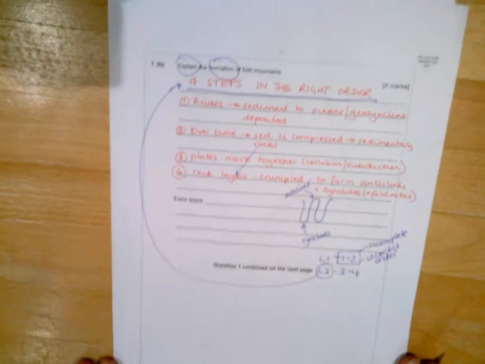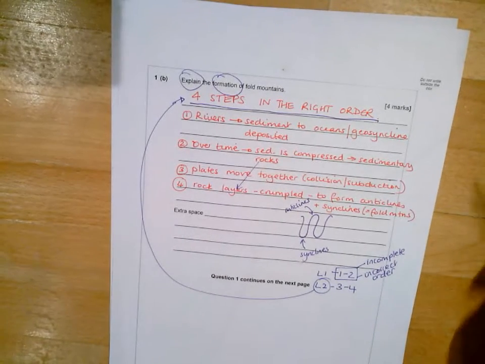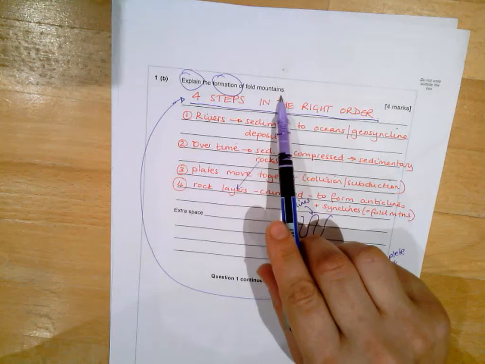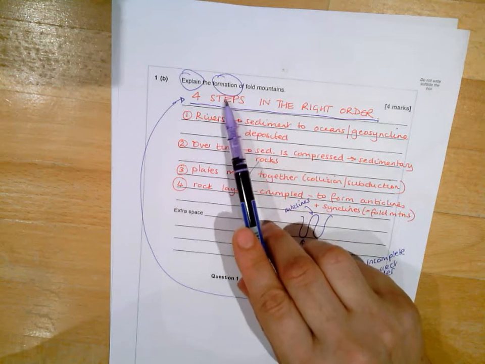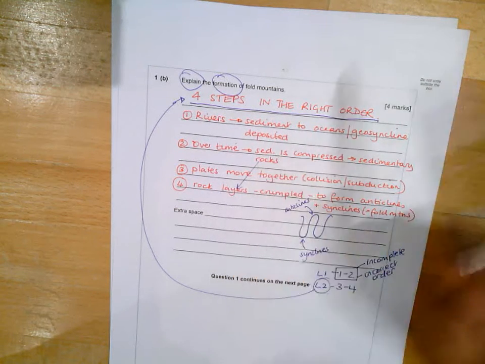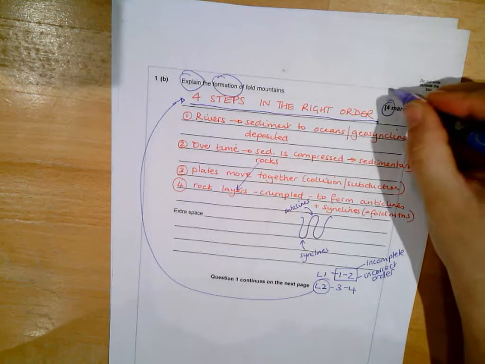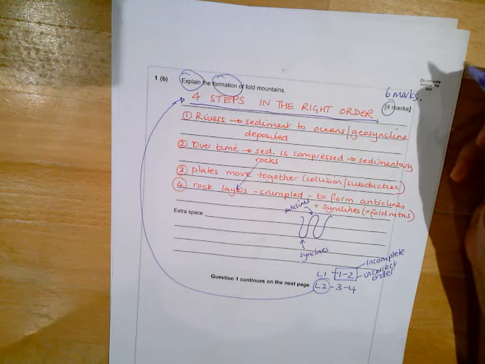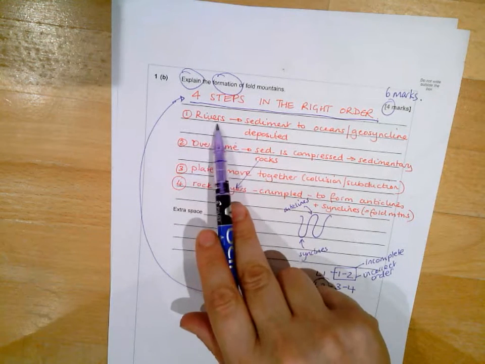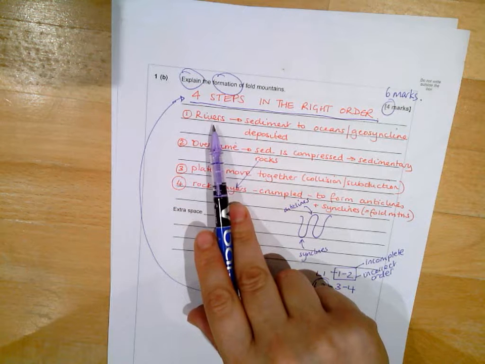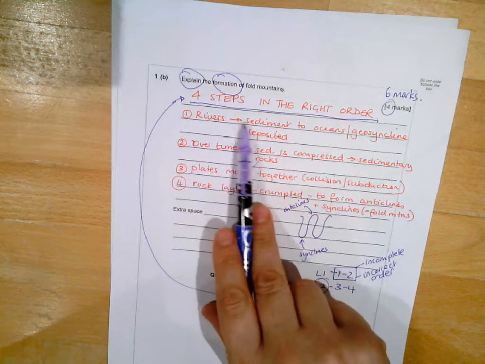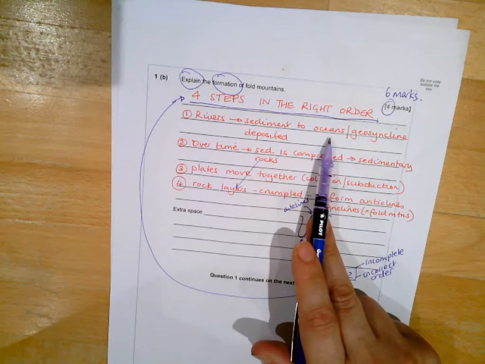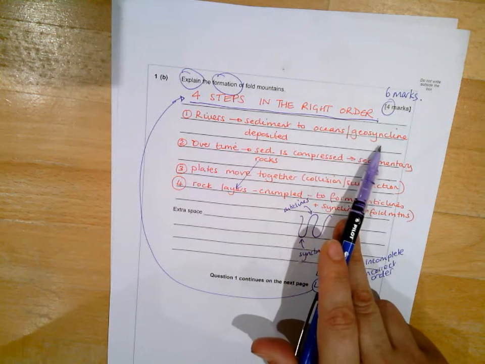Okay, next question was a classic formation question. So you had to explain the formation of fold mountains. Whenever you're doing a formation question, you have 4 steps in the right order. This is true whether it's 4 marks or if it's 6 marks. 4 steps in the right order. Now, here we go. First of all, you've got rivers on the continents that flow down into the oceans, and when they do, they deposit the sediment that they carry in the ocean, on the ocean bed, in what we call a geosyncline.